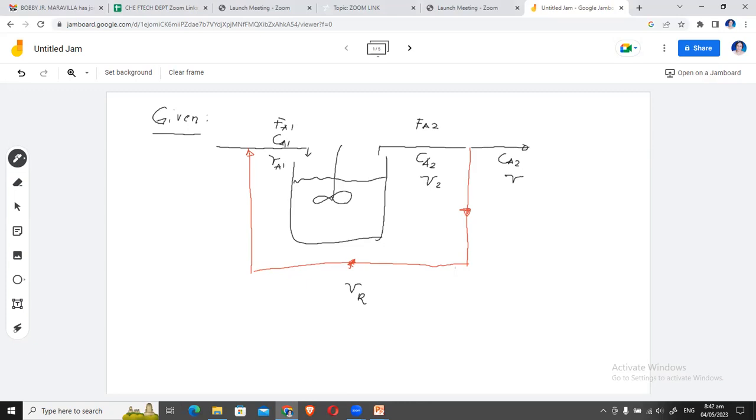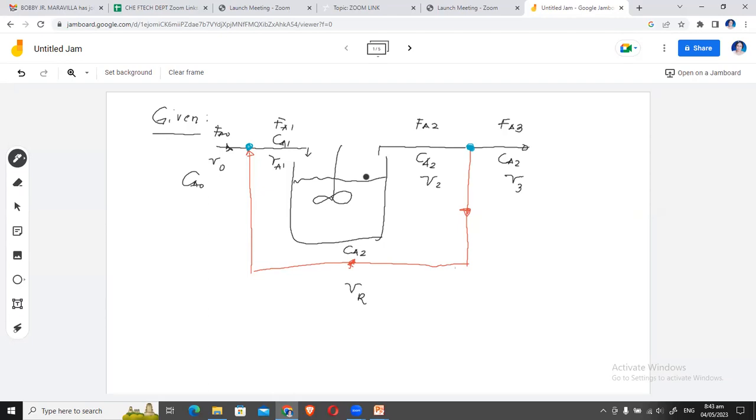But you will have here V3. We have this node here. Have this node here. We have here FA0, and you have here V0. And we'll have here CA0. We'll place the values later. And we'll have here FA3. So we have molar feed rates, concentrations, and volumetric flow rates already complete. By the way, this is also CA2.